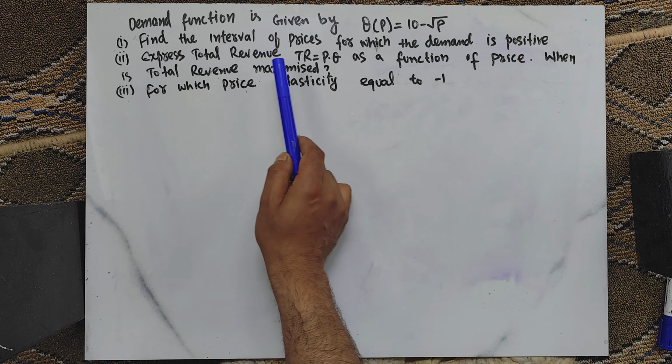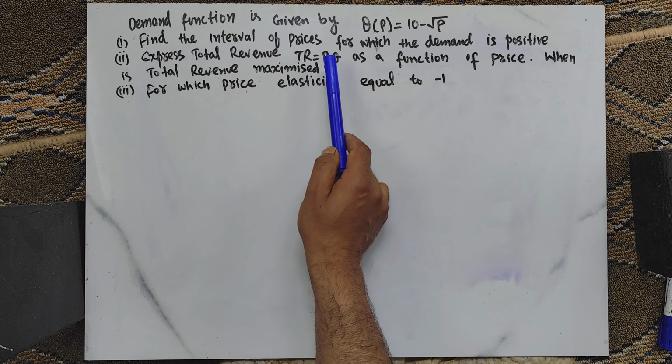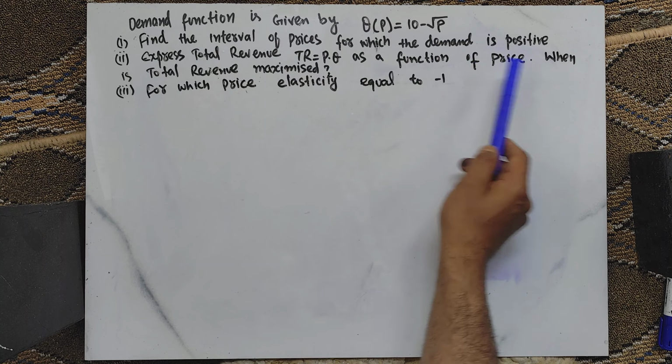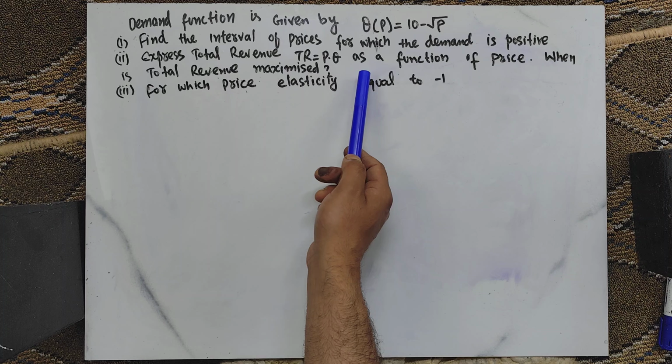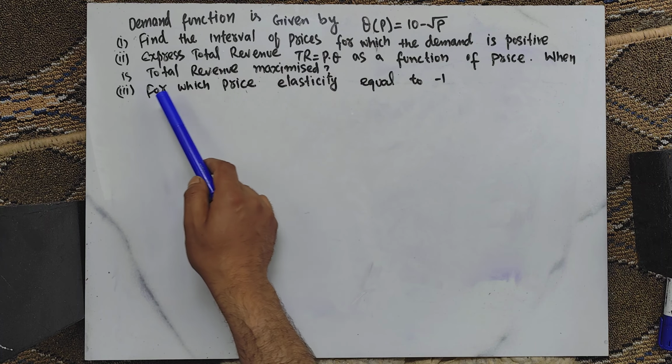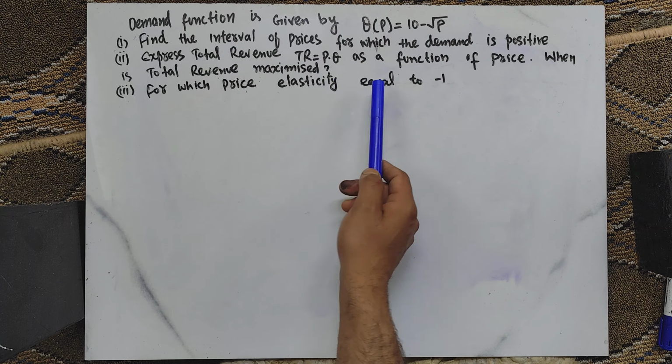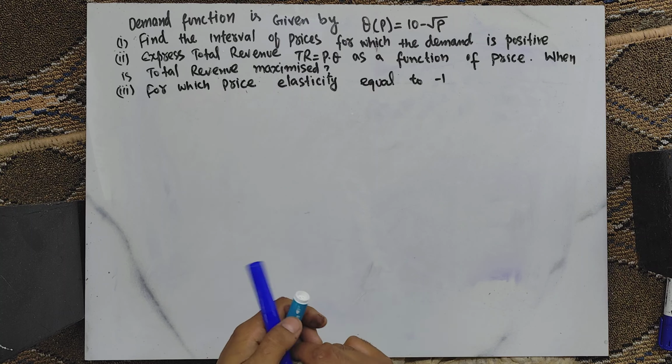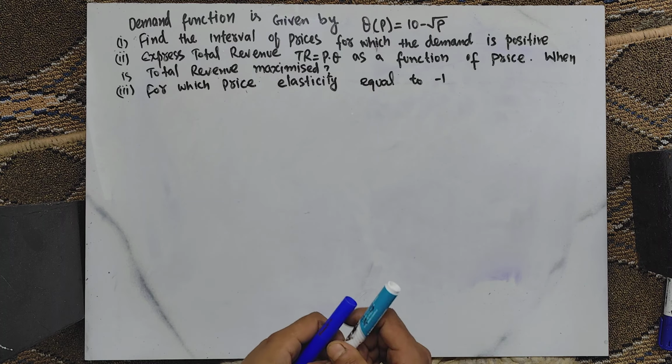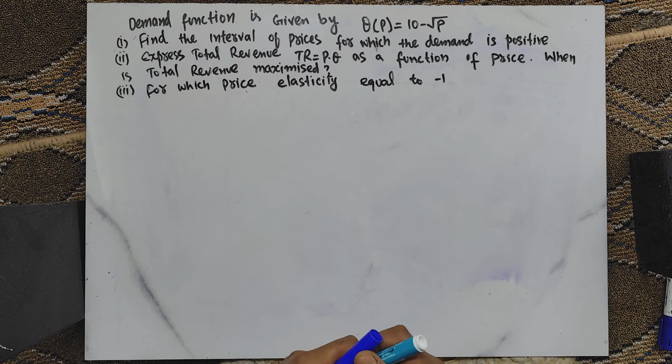Second question is, express total revenue, that is total revenue equal to price into output, as a function of price. When is the total revenue maximized? We need to find that very quantity for which price elasticity is equal to -1. Okay, so let us solve it one by one.